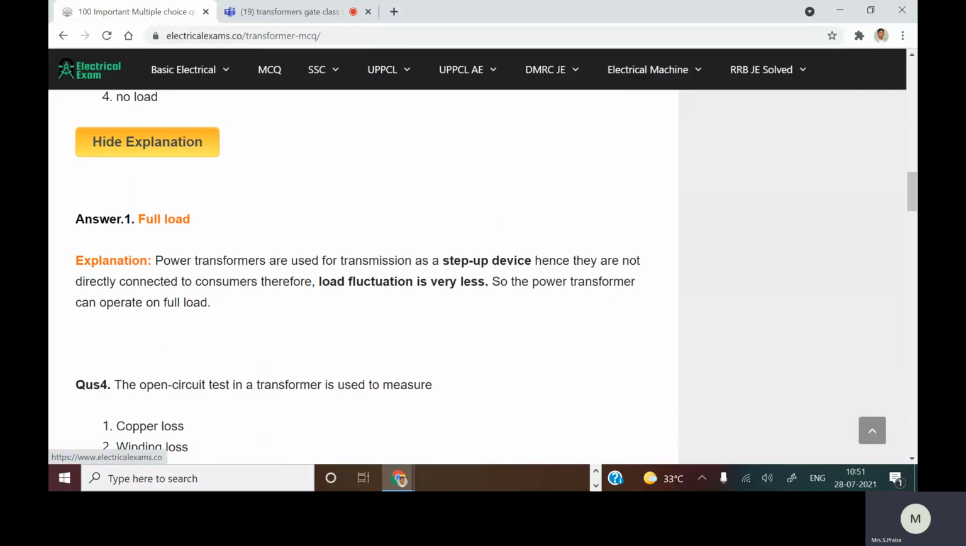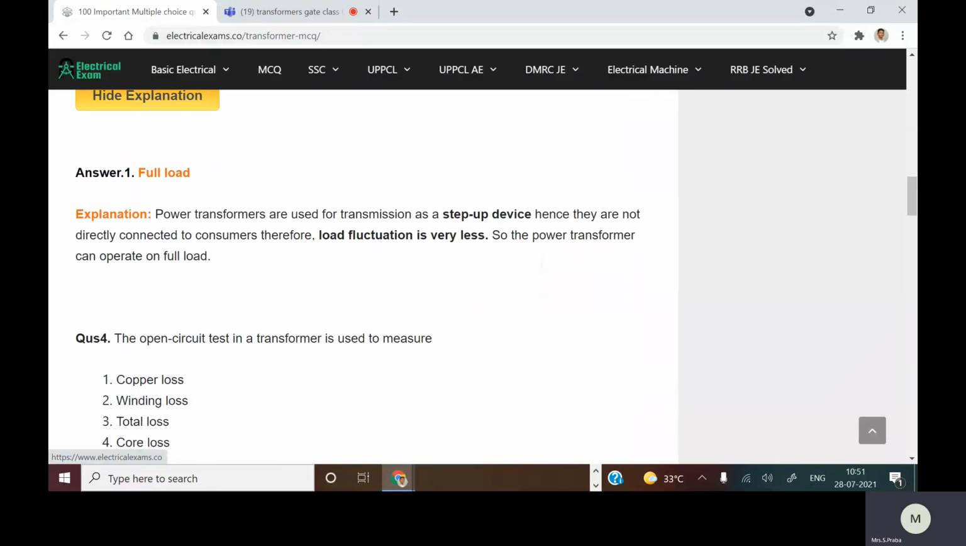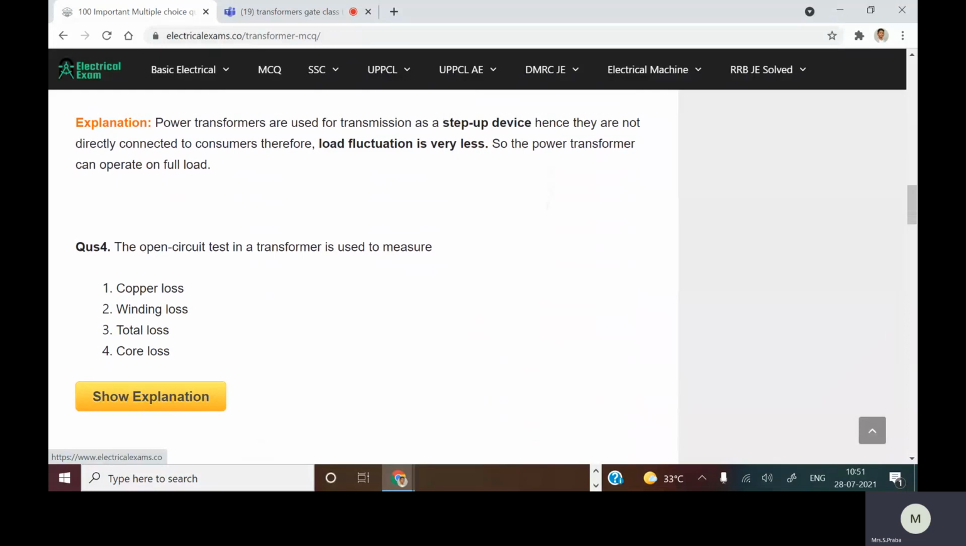Let's move on to the fourth question. The open circuit test in a transformer is used to measure. We know that transformers have OCC, that is open circuit test, and SCC, short circuit test. They are talking about the open circuit test. The open circuit test in a transformer is used to measure what? Either it is copper loss, winding loss, total loss, or core loss. We know that we have a lot of losses like hysteresis loss, eddy current loss, copper loss, iron loss, winding loss, total loss, core loss. The open circuit test in a transformer is used to measure what?